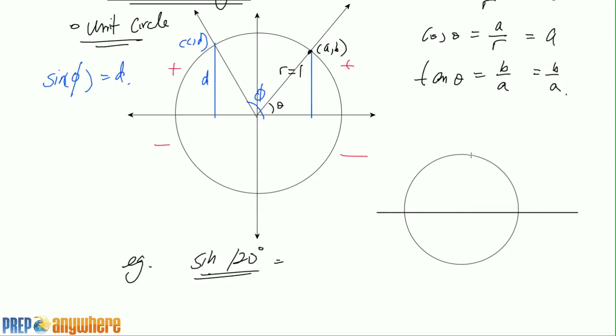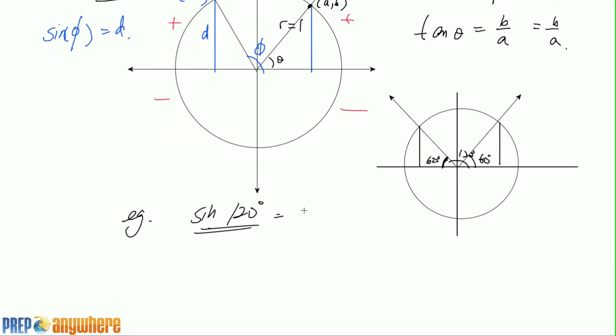So look. Here's 120 degrees. That makes this 60. So which first-quadrant angle rotation will have the same height as this one? Clearly the supplementary angle, 60. They'll have the same height. So for that reason, we can say this is the same as sine of 60, because they have the same height.